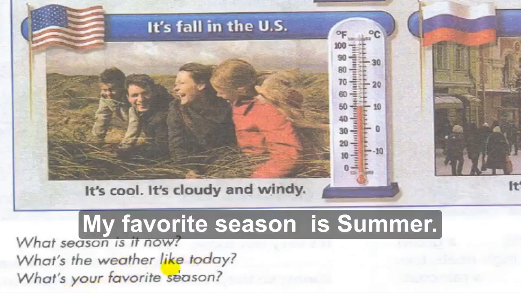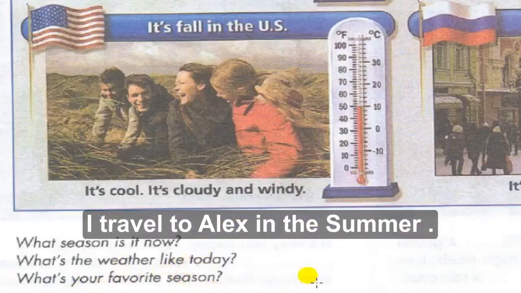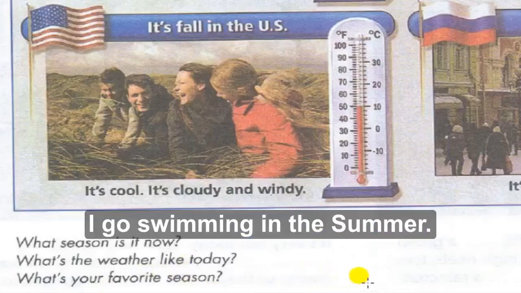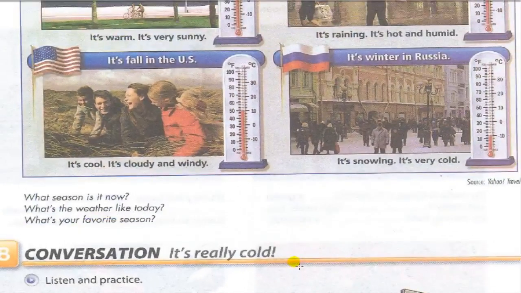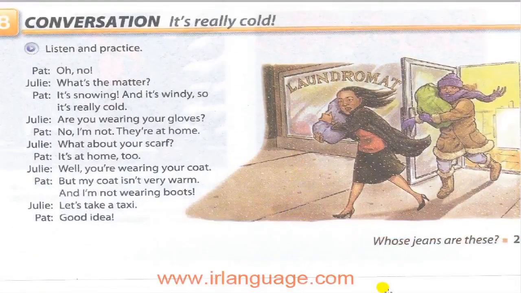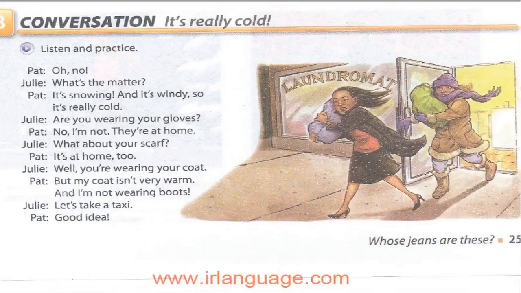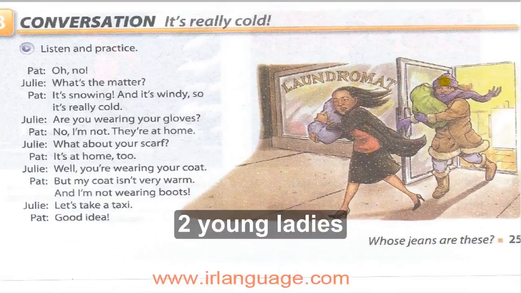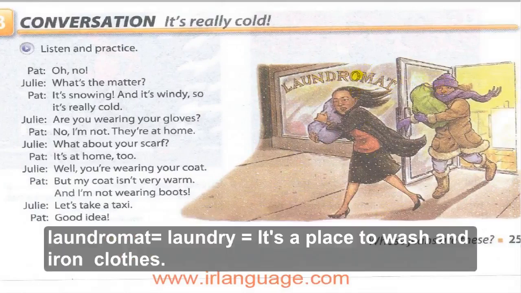What's your favorite season? My favorite season is summer. I travel to Alex in the summer. I go swimming in the summer. Exercise number 8. Look at the picture. What do you see? Two young ladies. This is laundromat. Laundromat, laundry. A place to wash and iron the clothes.